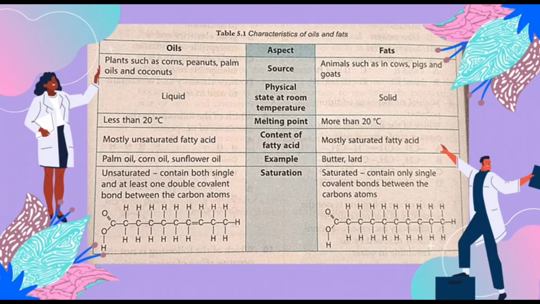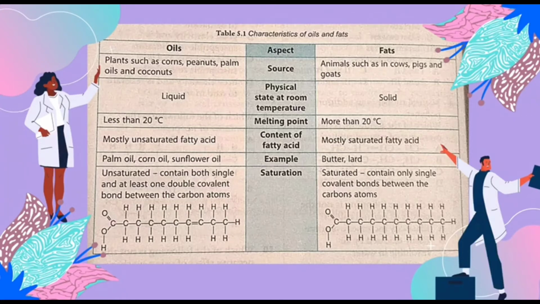The content of fatty acid is mostly unsaturated fatty acid, and the saturation is unsaturated, which means it contains both single and at least one double covalent bond between the carbon atoms. The examples of oils are palm oil, corn oil, and sunflower oil.